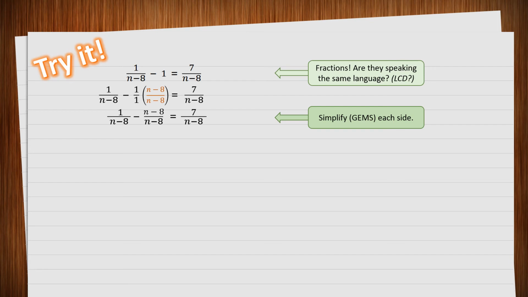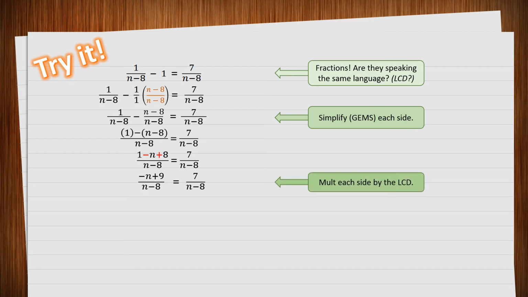On the left side, you have two fractions that are being asked to subtract, so you combine them by keeping the common denominator. But when you merge, make sure you use parentheses. Simplify the numerators. From here, multiply each side by the LCD, which reduces and leaves you with negative n plus 9 equals 7.